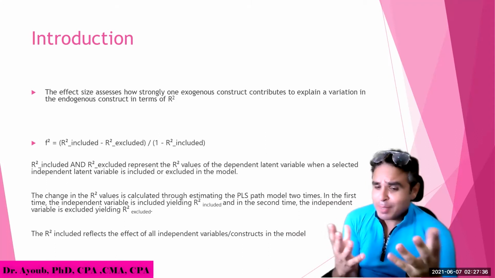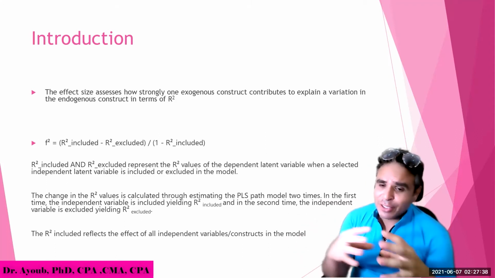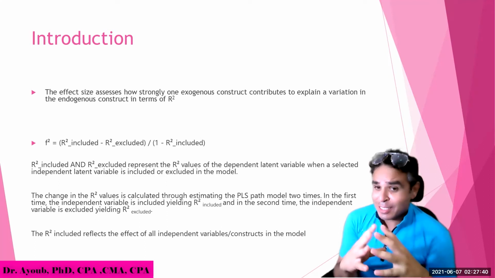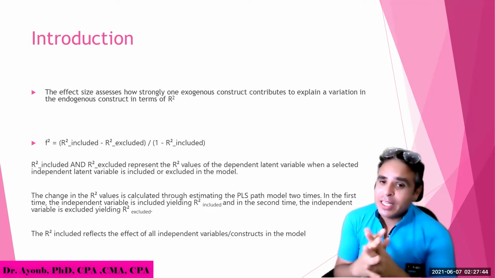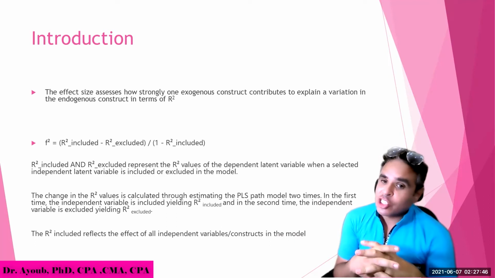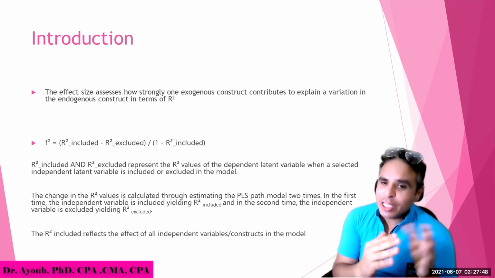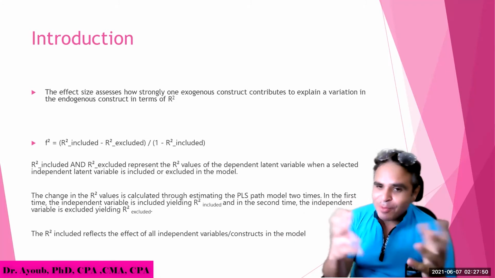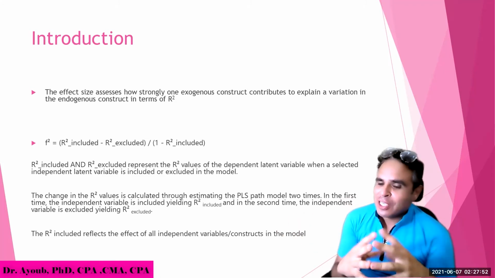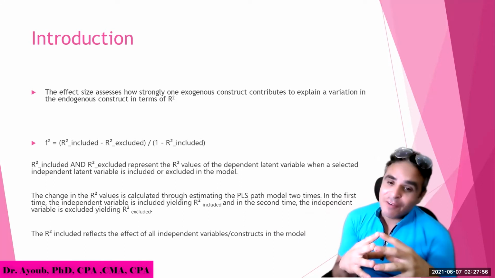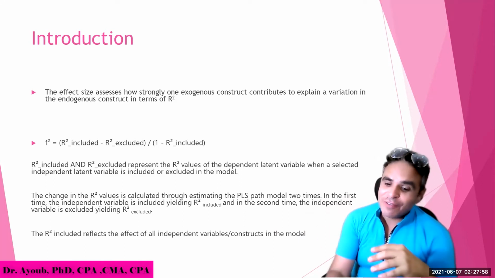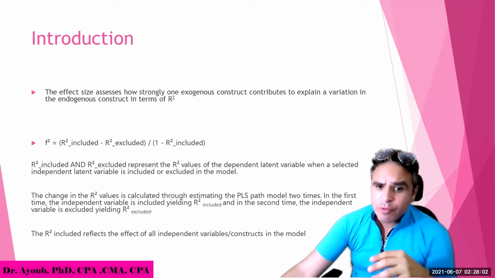Okay, so when I have all the variables listed in the model, I get simply R squared. However, R squared excluded happens when I start excluding some variables one at a time to detect the differences in the variation, or in their impact on the dependent variable. And this actually reflects the F squared. Okay. Let's move further here.